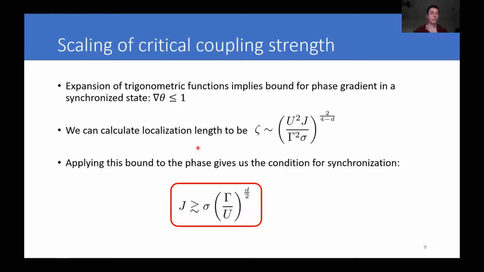We can also calculate what the localization length looks like. For our model, it looks a bit like this. And then if we sub that into our value for the gradients of the phases, we have this condition which says that for a synchronized state, the tunneling strength must be at least of order the disorder strength by this power of the ratio of nonlinear terms. So we can check this with some numerical simulations.